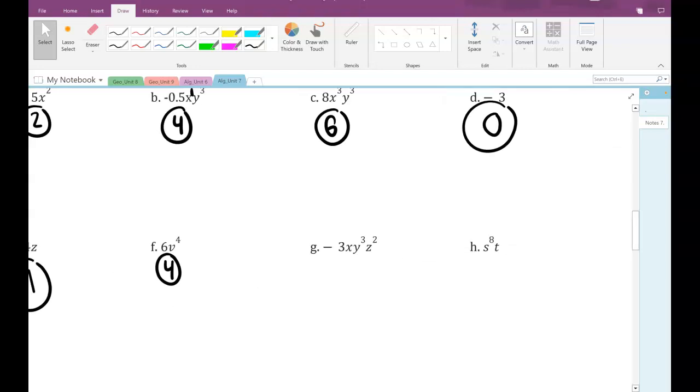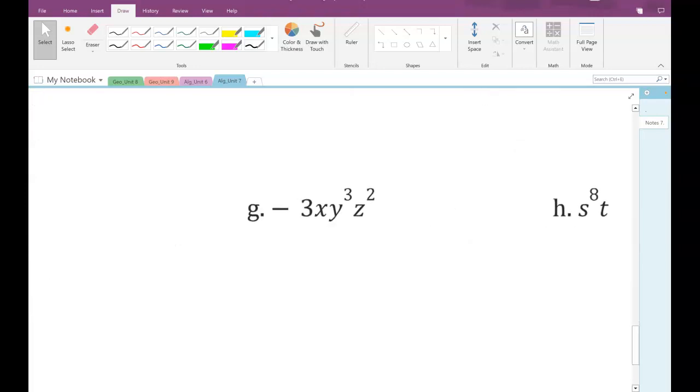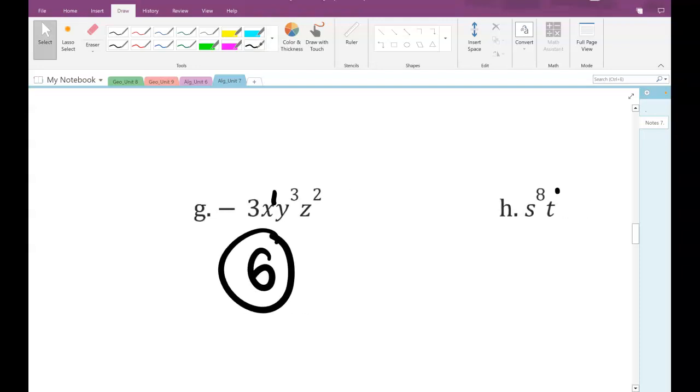My degree of G, we had to add our powers together. Yep, because we have a 1 here, a 3, and a 2. So this is 6. And the next one is 9, because we have a plus 1. Degree 9. Because I add all of my tiny numbers together and I get 6.